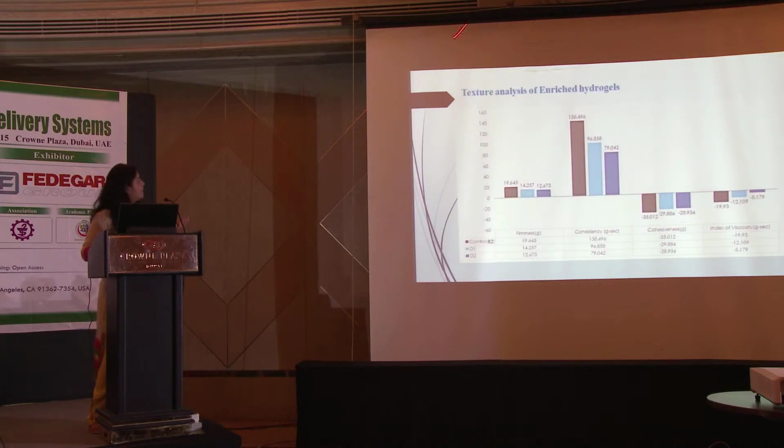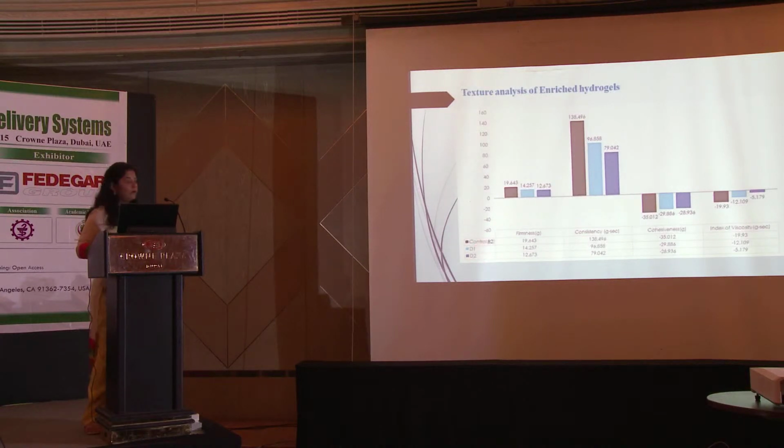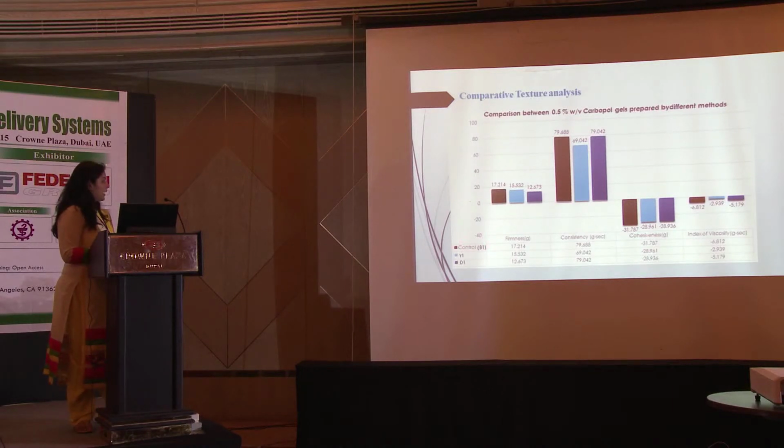This is the texture analysis for the enriched hydrogels. When we take 1:1 and 1:2 ratios of the already prepared hydrogels and the curcumin 1% SLNs mixture, we find a decrease in firmness, consistency, cohesiveness, and viscosity, probably because of the very low concentration of the carbopol in that.